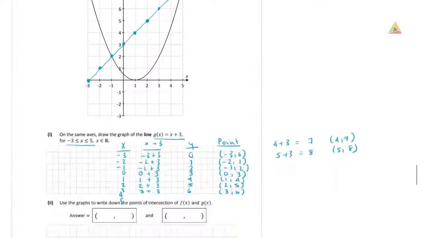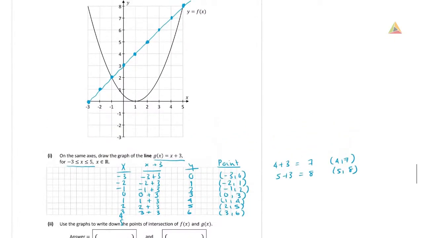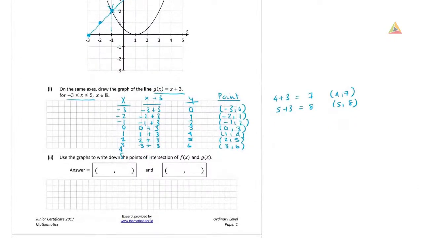So that's part 1. Now use the graphs to write down the points of intersection of f of x and g of x. So where do they intersect each other? So they intersect at this point and this point. So if we read those points, on the x-axis it's -1 and the y-axis it's 2. So -1, 2 is the first point.